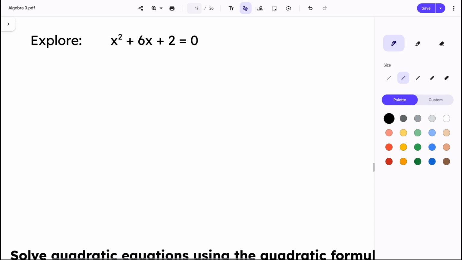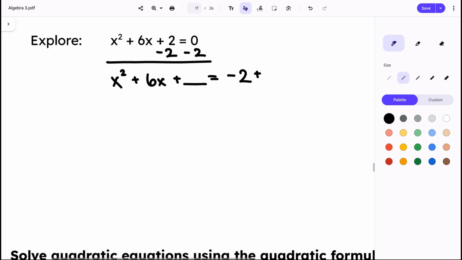So I'm going to start by subtracting the 2. And I'm going to rewrite this, and I'm going to include those blanks. So now it says x squared plus 6x plus, we got to fill in something there, equals negative 2 plus, we got to fill it in. All right, so let's do the process. I'm going to write that over here again. Step 1, half of your b. What's our b term? 6. What's half of 6?